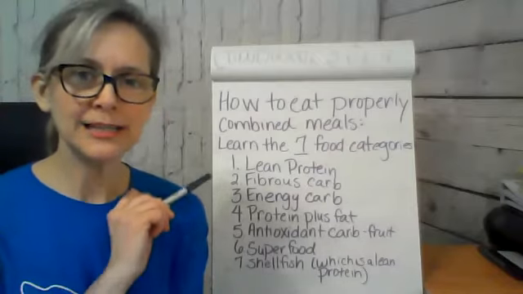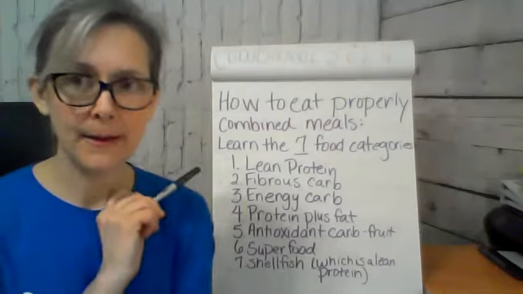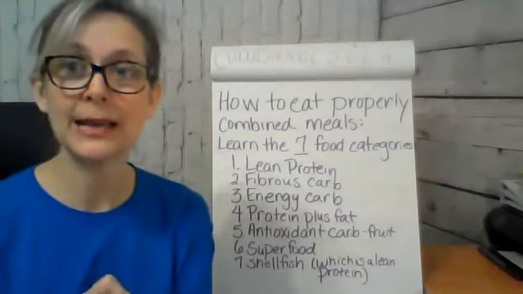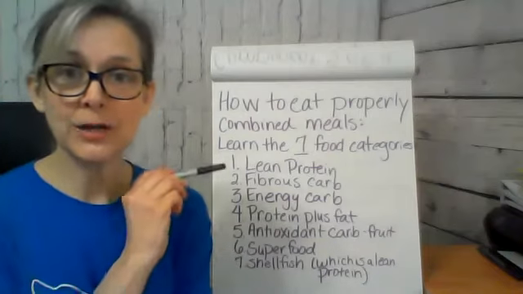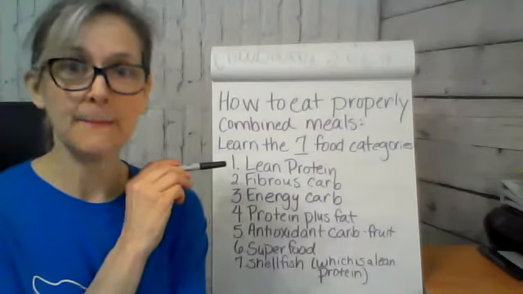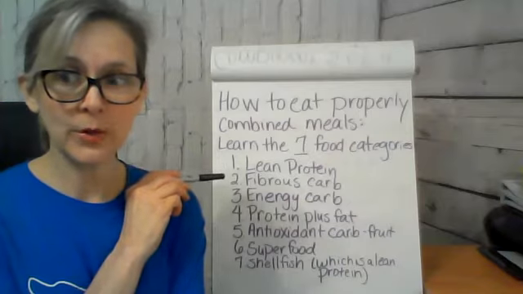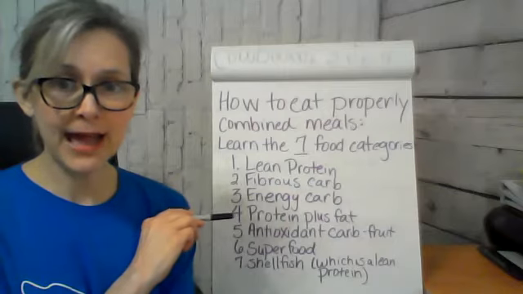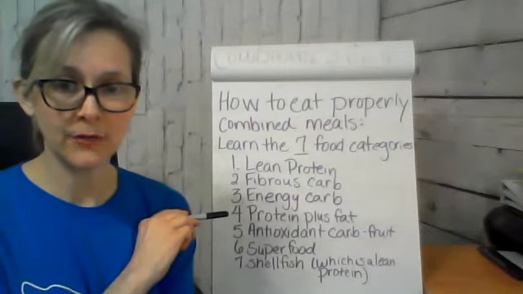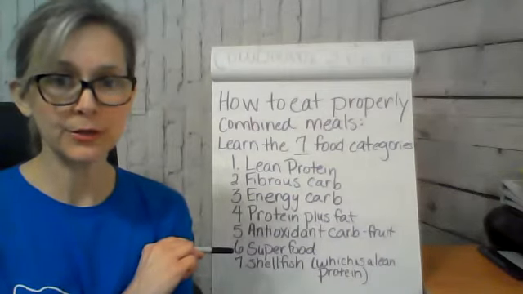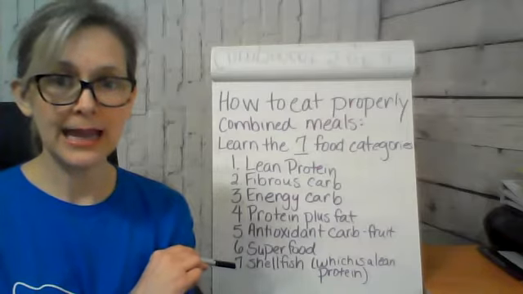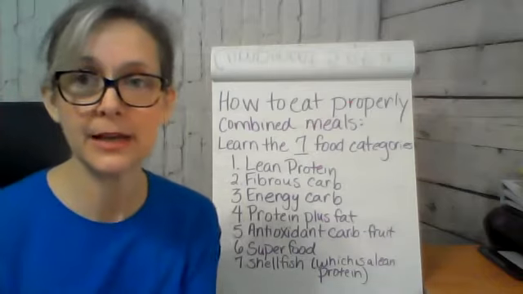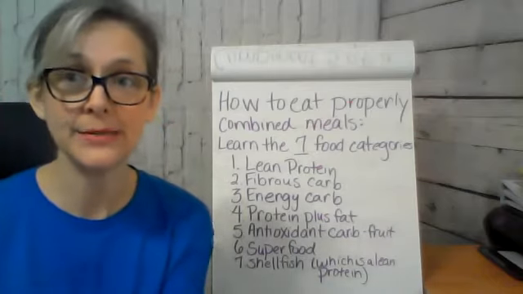Okay, so let's talk about the 5 categories that you can eat by themselves. You can eat category 1, lean protein, by itself. You can eat category 2, fibrous carb, by itself. Protein plus fat, category 4, you can eat it by itself. Category 6, superfood, you can eat it by itself. And category 7, shellfish, you can eat it by itself. So there are 5 of the 7 categories that you can eat by themselves.